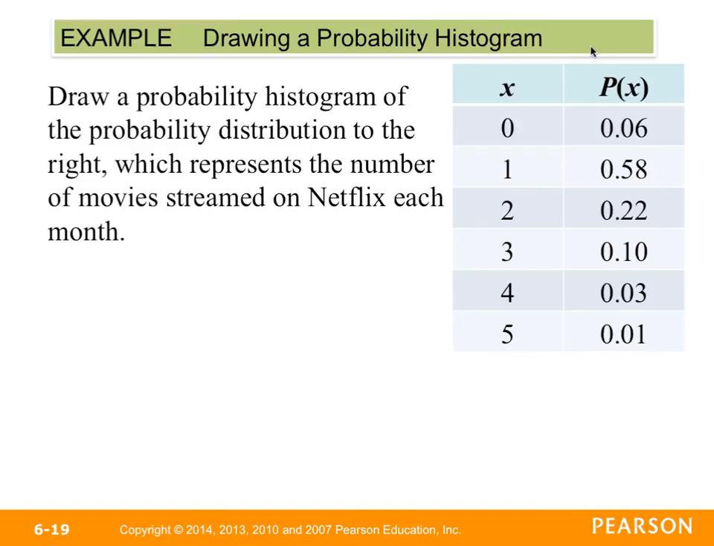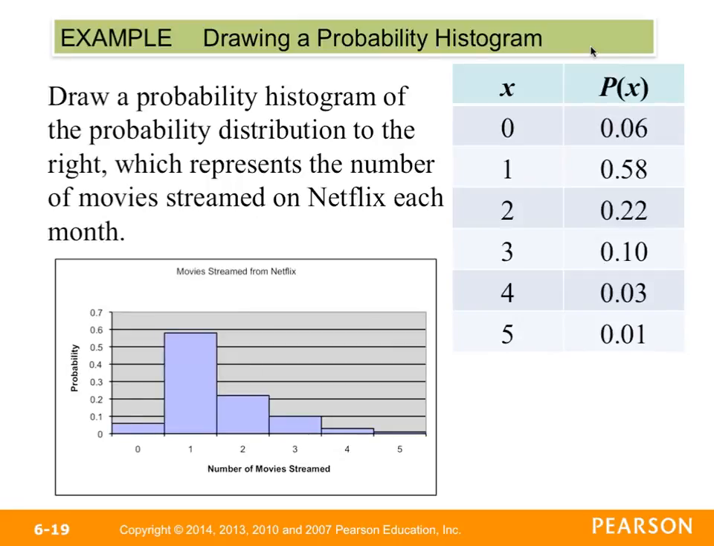So let's look at an example. We have that same one that we did before, where you have Netflix movies that are streamed each month. If we want a histogram, all we do is put the number of movies streamed across our x-axis, 0 through 5, 0, 1, 2, 3, 4, 5. And then we put our probabilities along our y-axis. What you'll see is that all of our bars are connected. That's what makes it a histogram. The difference between a histogram and a bar chart is that in a histogram, your bars actually touch. So this is a very good example of a probability histogram.